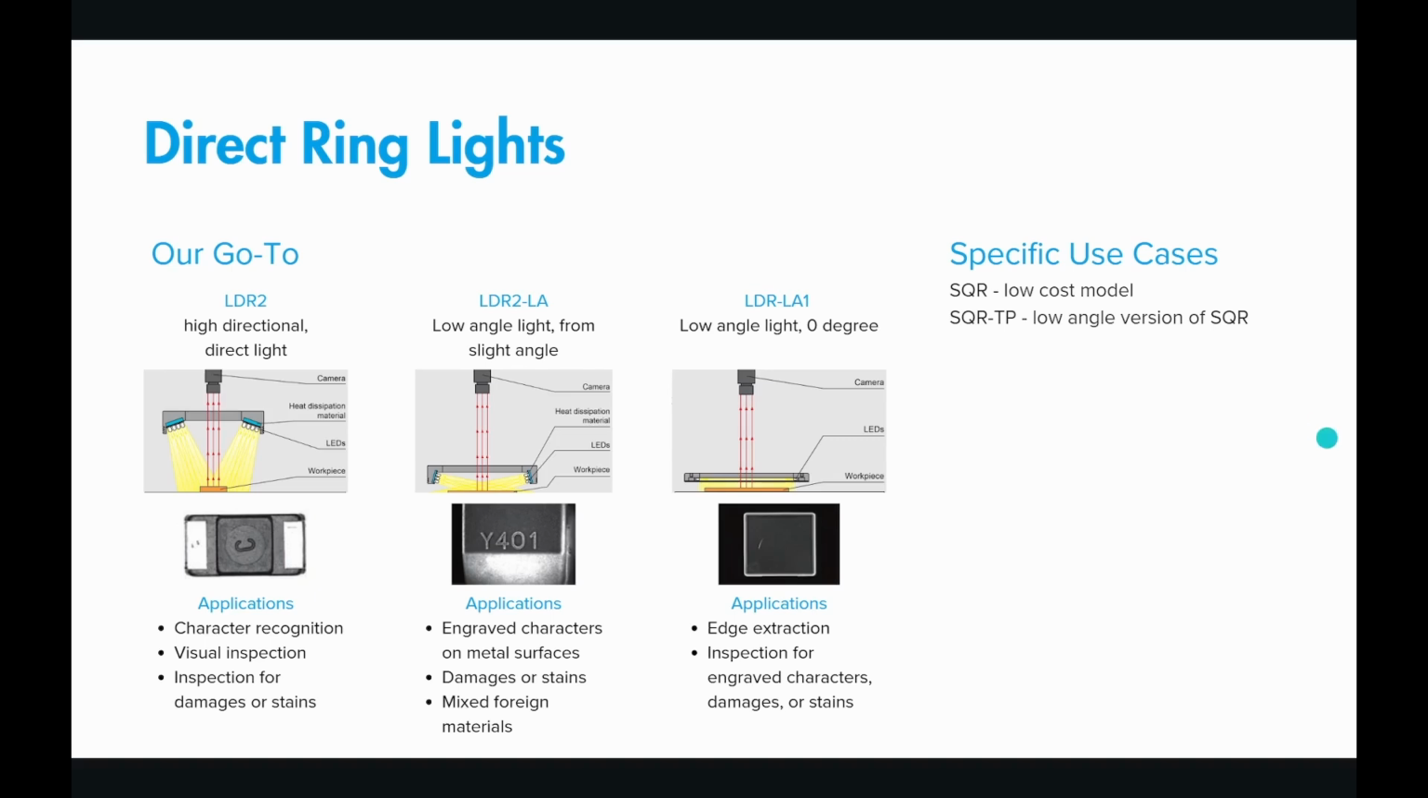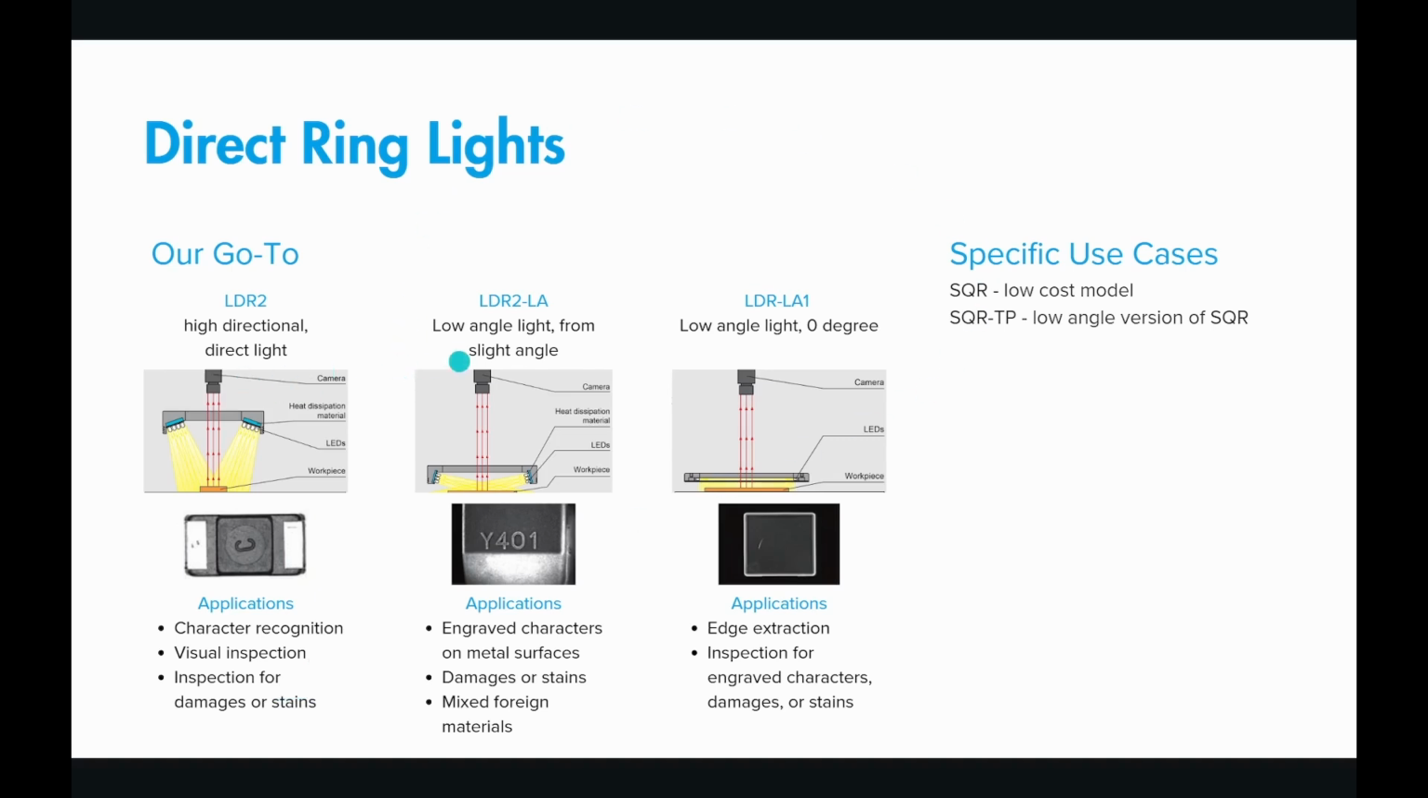So for the direct ring lights, our go-to is the LDR2 series, which has a high direction and is considered a direct light. The applications are character recognition. It's your standard bar ring light applications, looking at damages, stains, visual inspections of any kind.